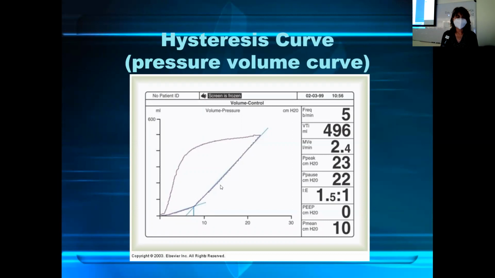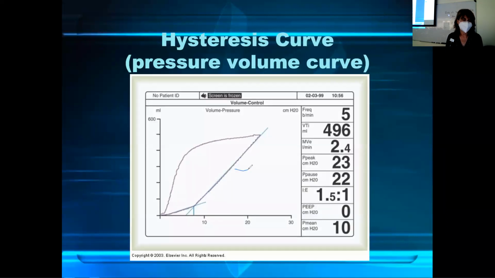So the belly of this, I don't know why that looks like a belly, and this looks like the shell of a turtle or something. As the air is going in, it's the lower line, and the upper line is when the air comes back out. So when you're labeling this, label this as inspiration. So that's inspiration. The pressure builds up as the volume of air goes into the lungs.